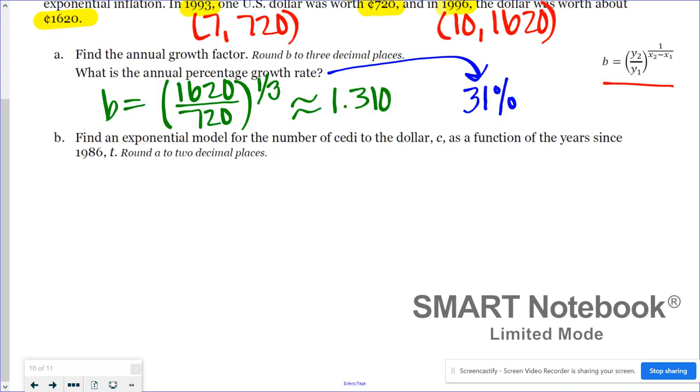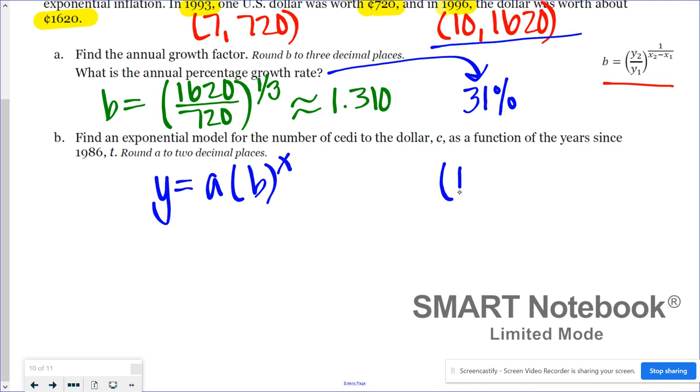Part B says find an exponential model for the number of cedi to the dollar as a function of the year since 1986. So we need to substitute a point and our growth factor into our exponential function formula. Now, it doesn't matter which of the two points you work with. You do need to choose one. I'm going to go with this one, the 10 and the 1620. I kind of like multiples of 10. That's my only reason for choosing that.